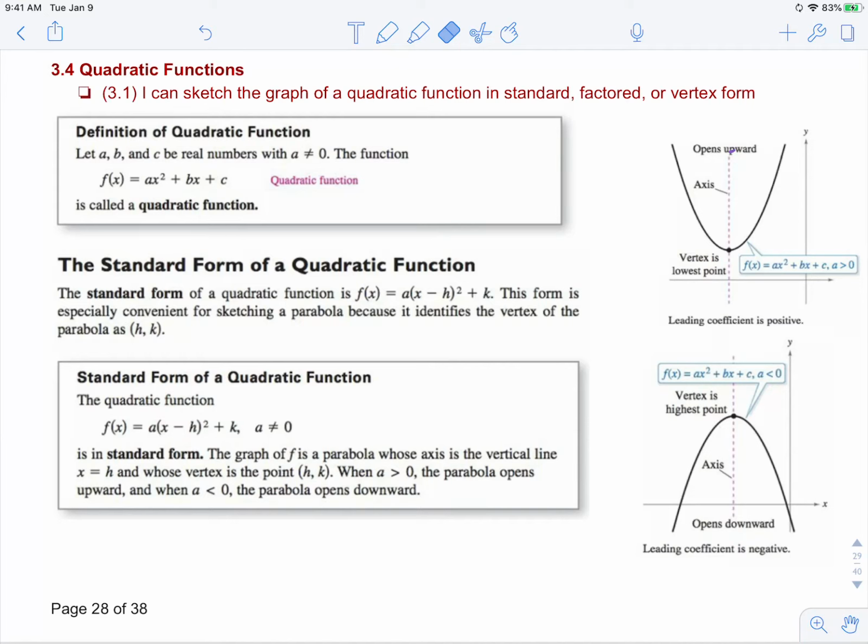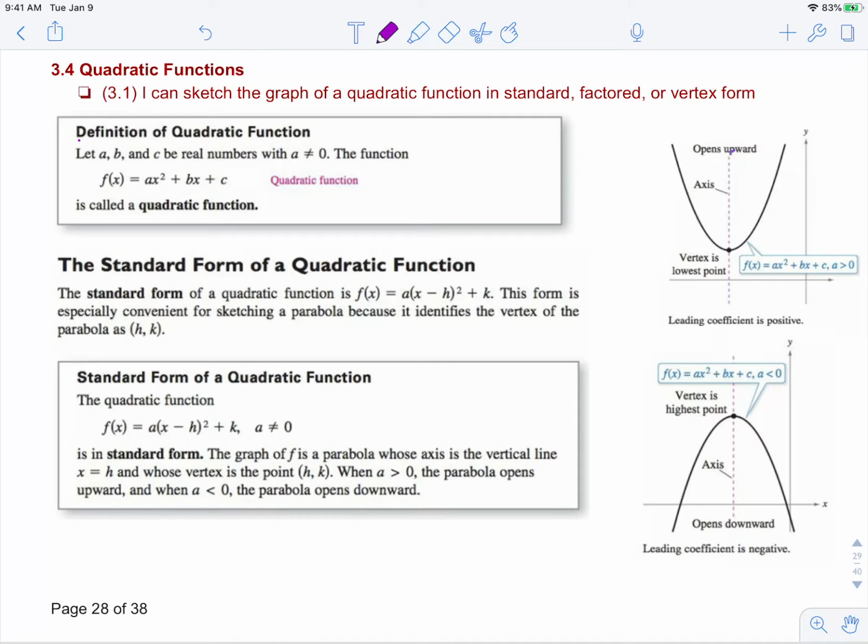Now we will practice sketching the graphs of quadratic functions in standard form, factored form, or vertex form. The definition of a quadratic function is given in the first box here. f of x equals ax squared plus bx plus c.